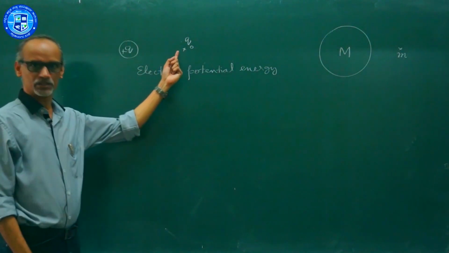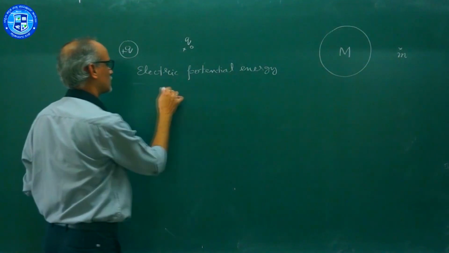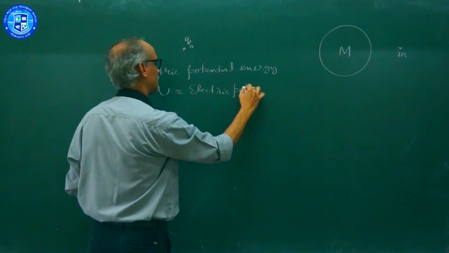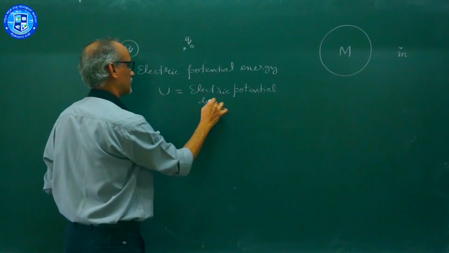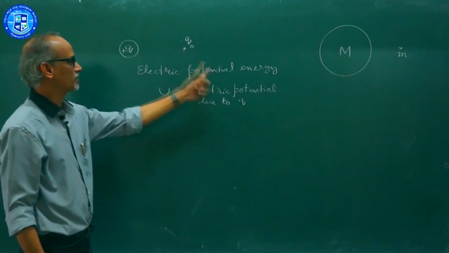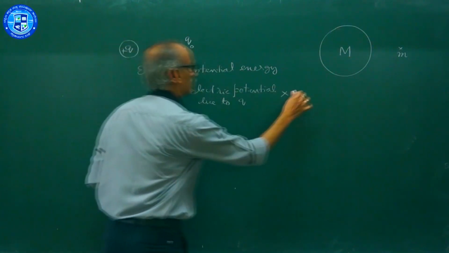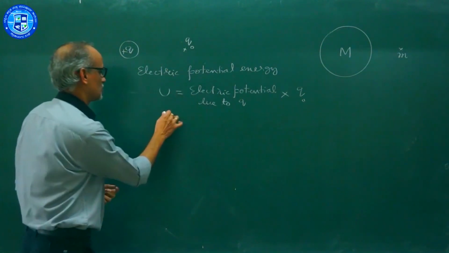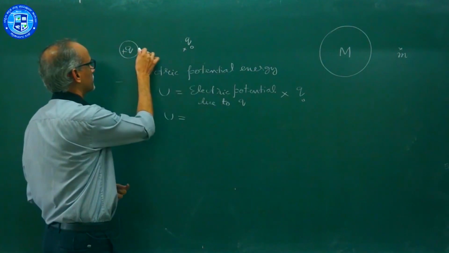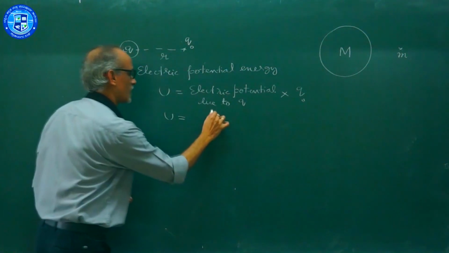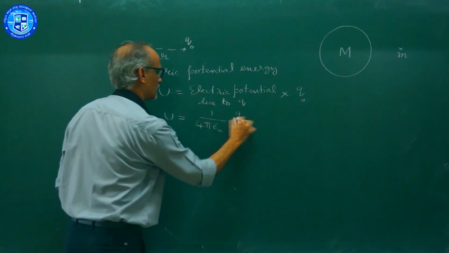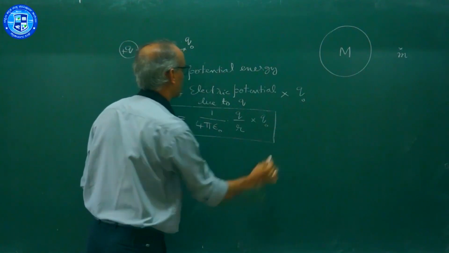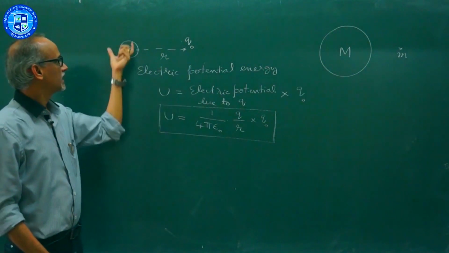So how to calculate the electric potential energy in this particular charge? Electric potential energy, we use the symbol U, is given by the electric potential at that point due to Q into the charge. So this is how we can calculate. So U is equal to the electric potential at this point, which is at a distance r, that is 1 by 4 pi epsilon naught Q by r into this Q naught. So this is how you can find electric potential energy at any point due to any number of charges.